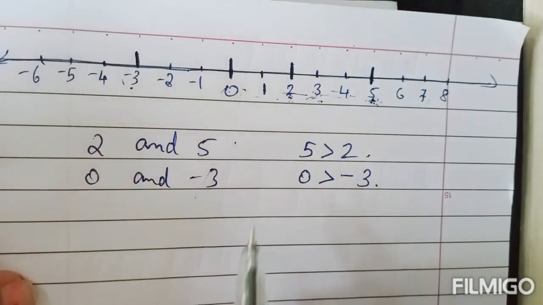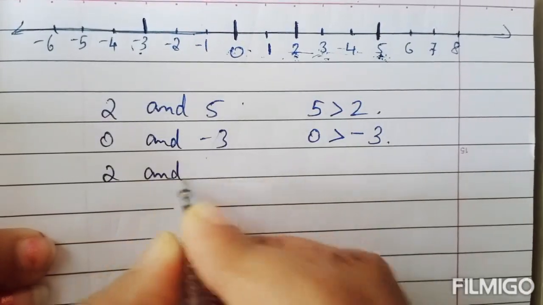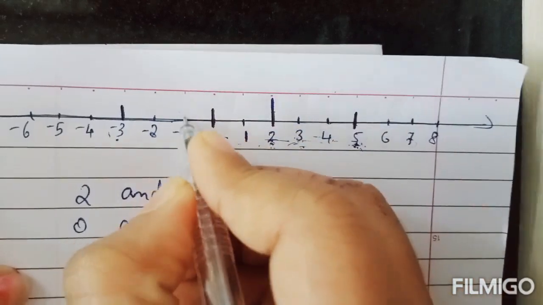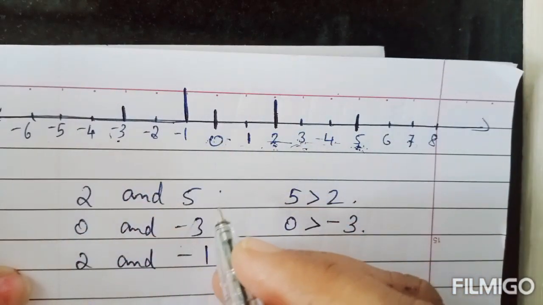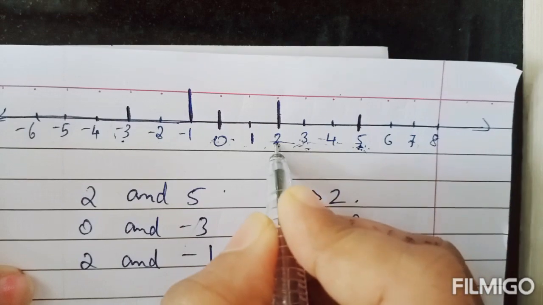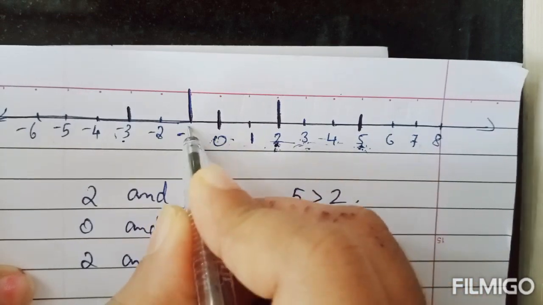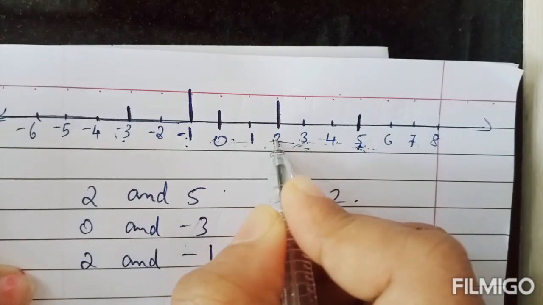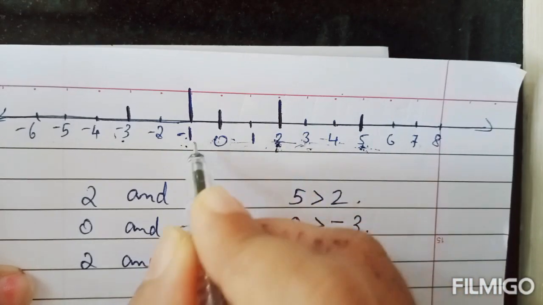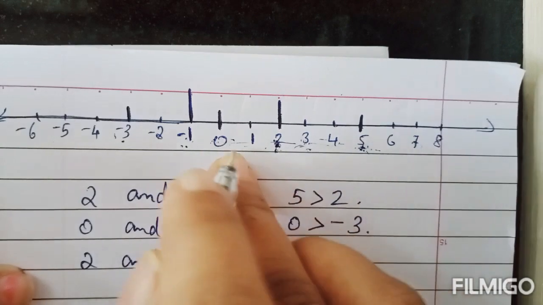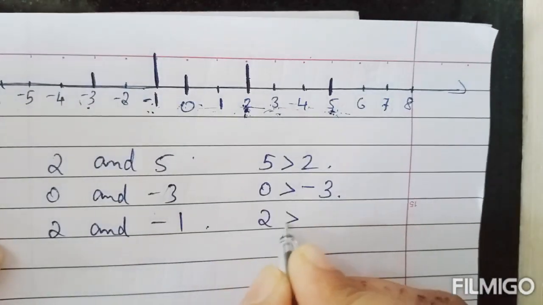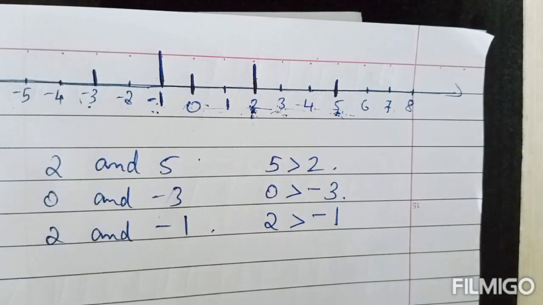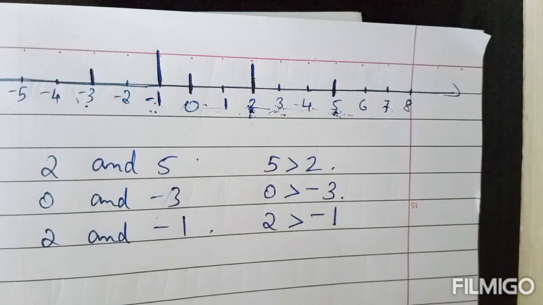Now 2 and minus 1. Let us take another, 2 and minus 1. We know this is 2 and this is minus 1. So 2 lies on the right of minus 1. So 2 will be greater than minus 1. The integers on the right are greater than the integers on the left.